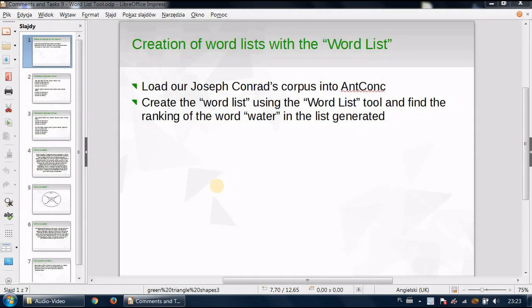Hello everyone. I'm going to talk about the word list tool. So I assume you've watched the 9th tutorial by Laurence Anthony. And let us begin by loading our Joseph Conrad's corpus into AntConc.